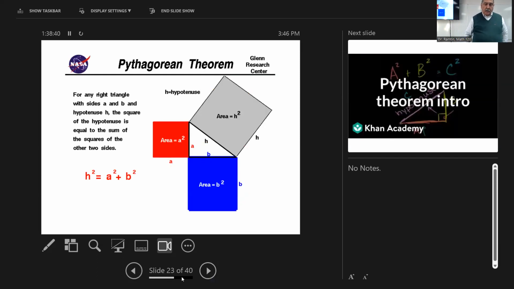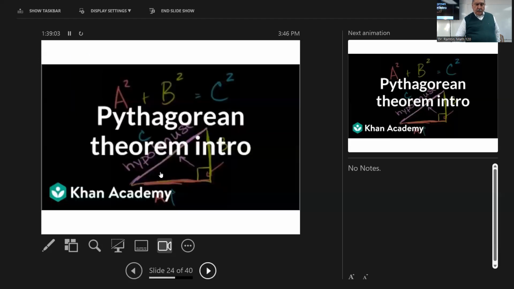Again, same idea. x squared is equal to a squared plus b squared. Area of A is the red area plus the blue area gives you the gray area. We talked about this, but I'd like you to see that short video again. So let's just watch this.